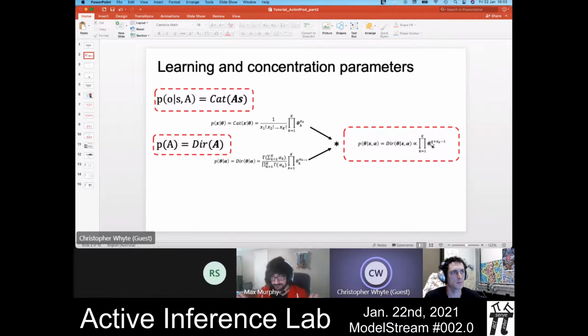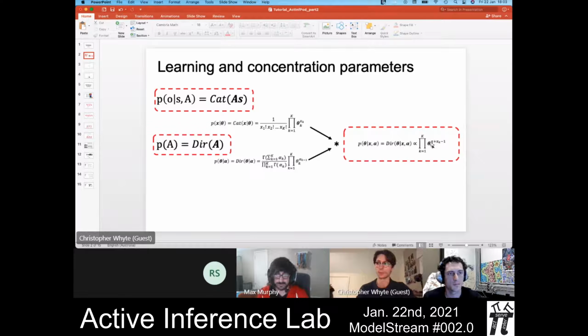No, but one thing to say is that because we're always working in log space, we have basically a little numerical trick where, to make sure that you never have a log of 0, we add e to the negative 16 to all the entries. Does that kind of answer your question?